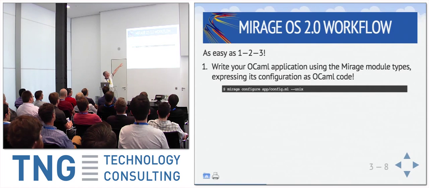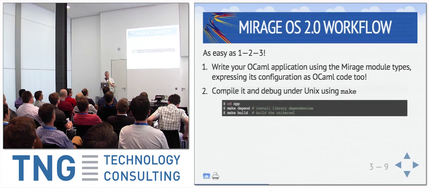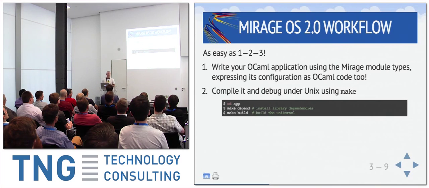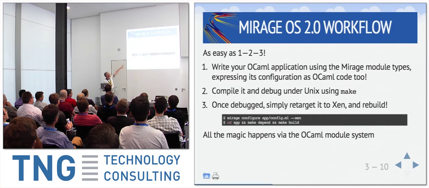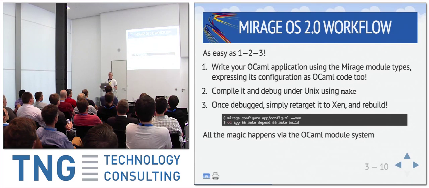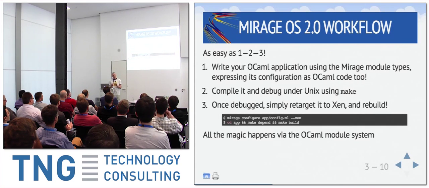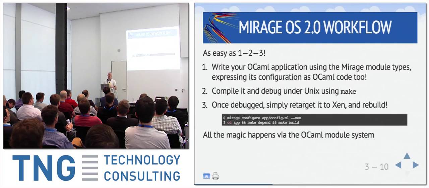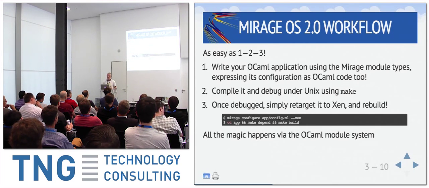So you do mirage configure config.ml --unix, and that says build this for Unix. Once you've configured it, it's the usual: cd to the source directory, make depend if you must, make build. And once you've done that, reconfigure: mirage configure config.ml --xen, and then cd app, make depend, make build, and the output has changed. Okay, and you can now boot that output. The idea here, or the technology here, is that everything is happening via the OCaml module system. So we're using the power of the OCaml module system to feed in alternative implementations and have the compiler check for us that they're going to be valid, that they're going to fulfill the necessary type signatures.